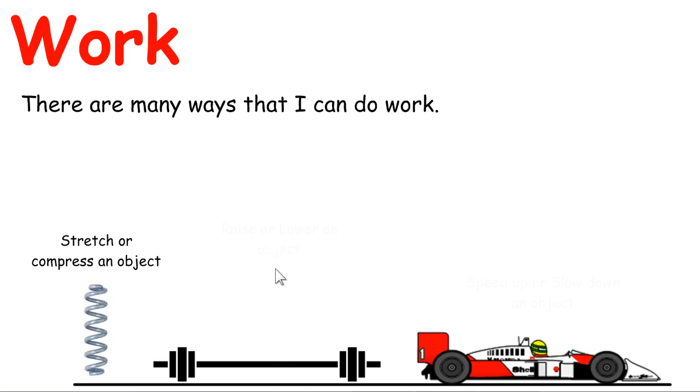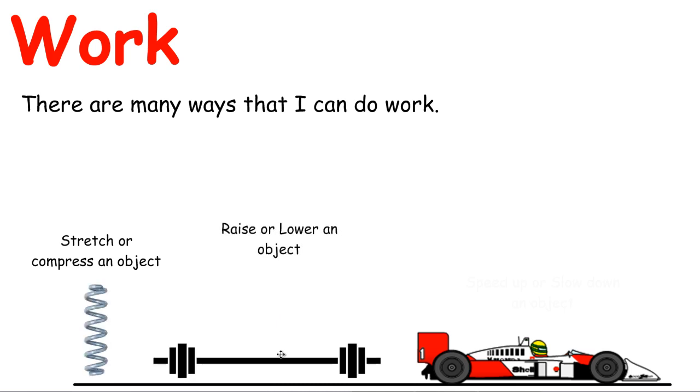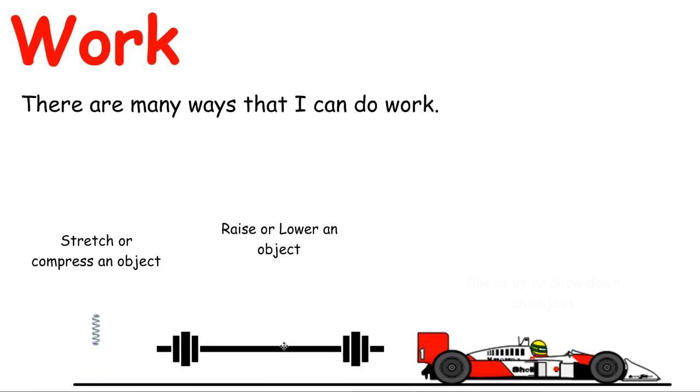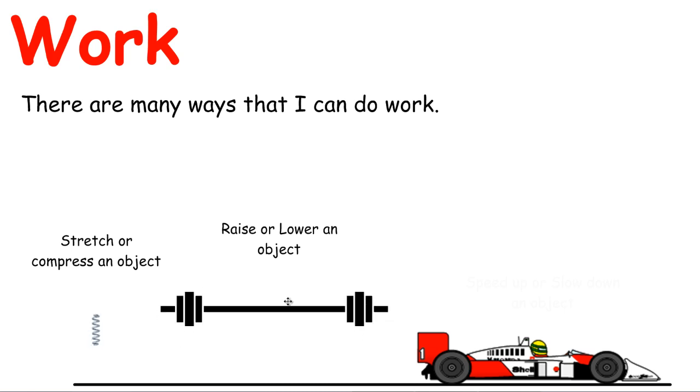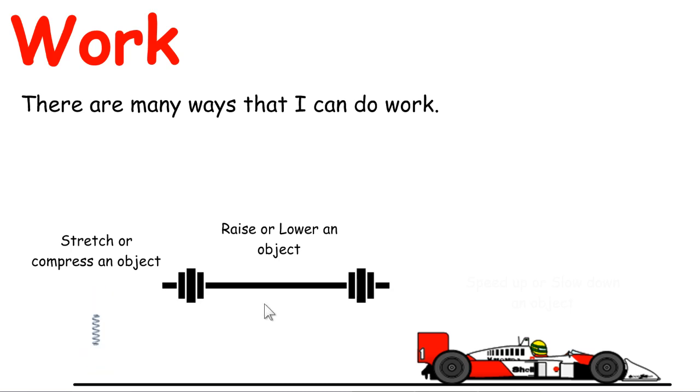Another thing that I can do is raise or lower an object. So I just raised the dumbbell, and I have introduced gravitational potential energy into the system. And then the last thing that I can do, or that we can calculate, is I can speed up or slow down an object. That's important. It's either speed up or slow down.